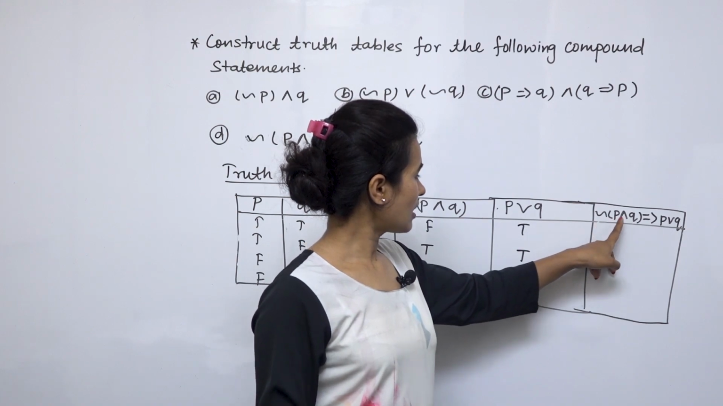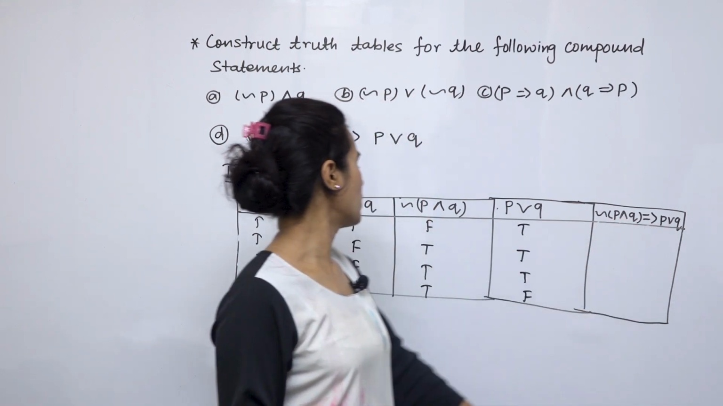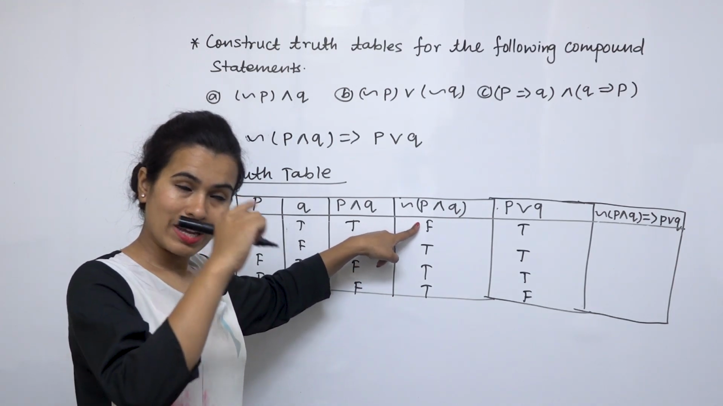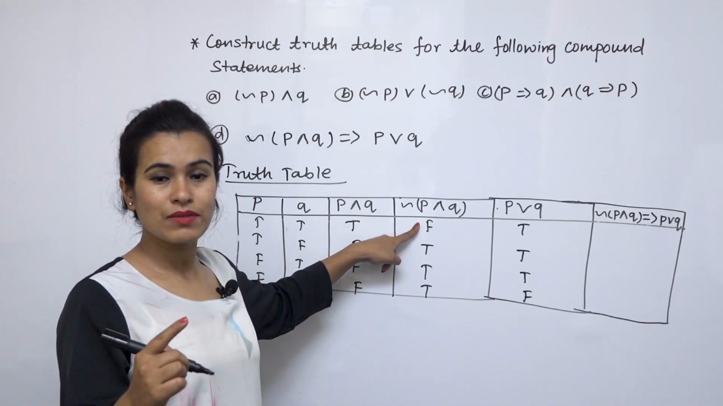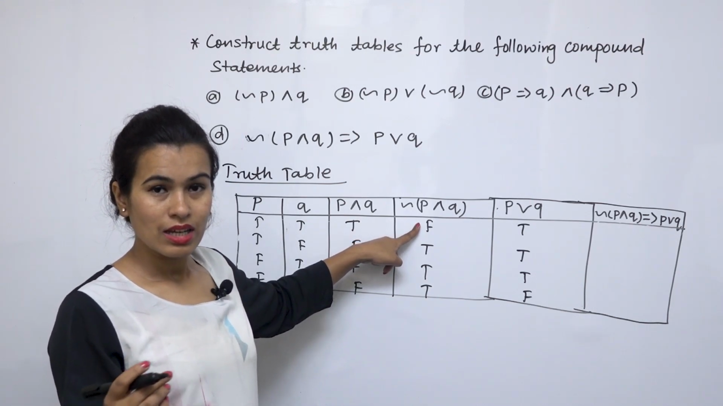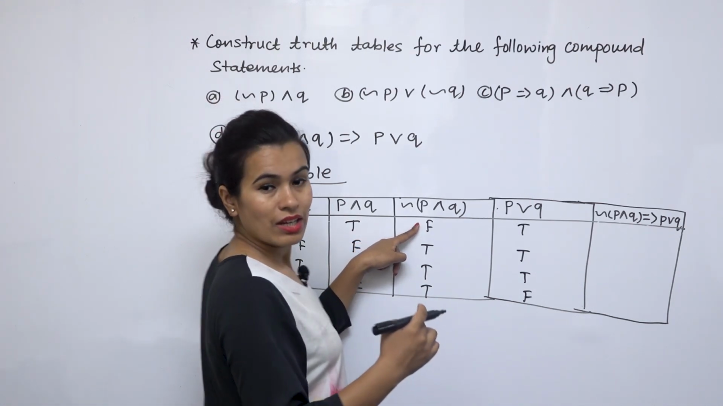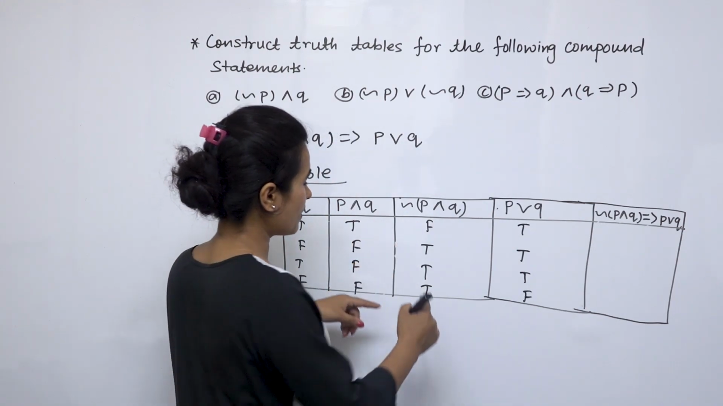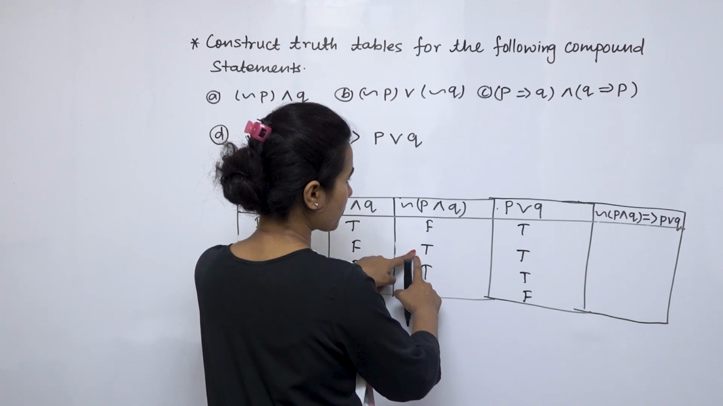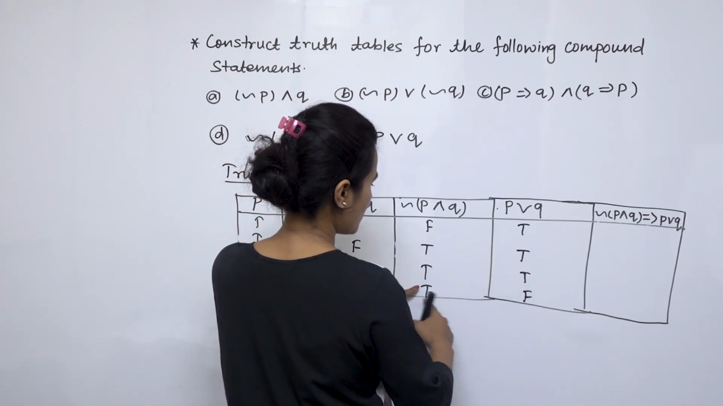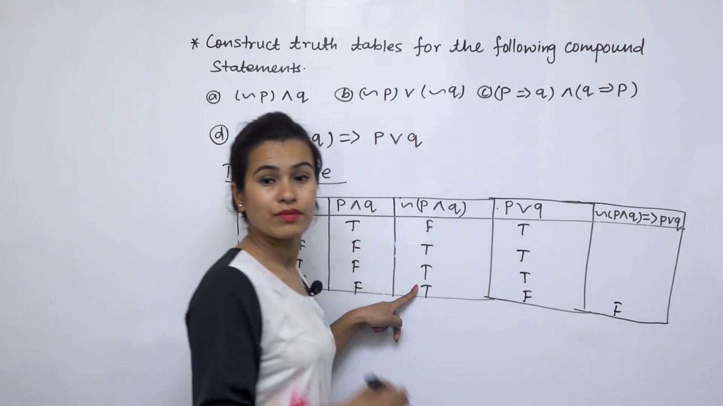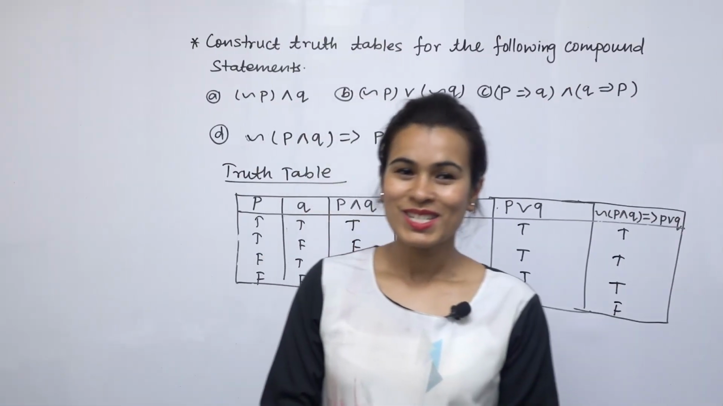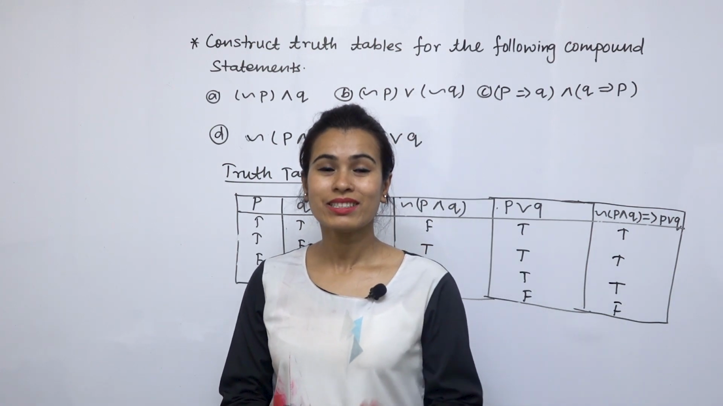Now what we have to do? Negation of P and Q, then P or Q. In then, if the hypothesis is true and the conclusion is false, the result is false. Otherwise in all true. If TF, then only false. If TF, it is false. Otherwise in all true.